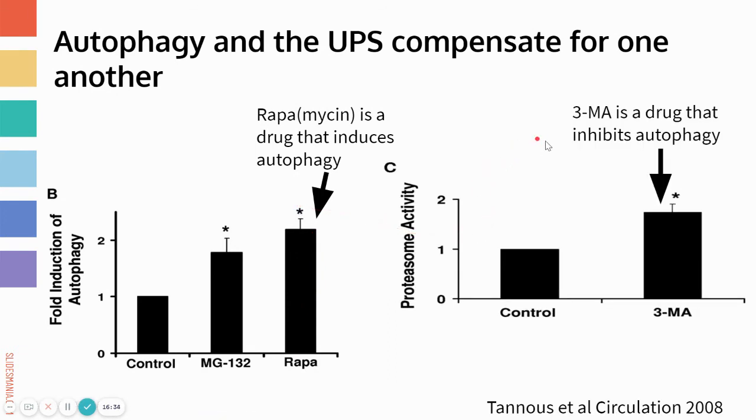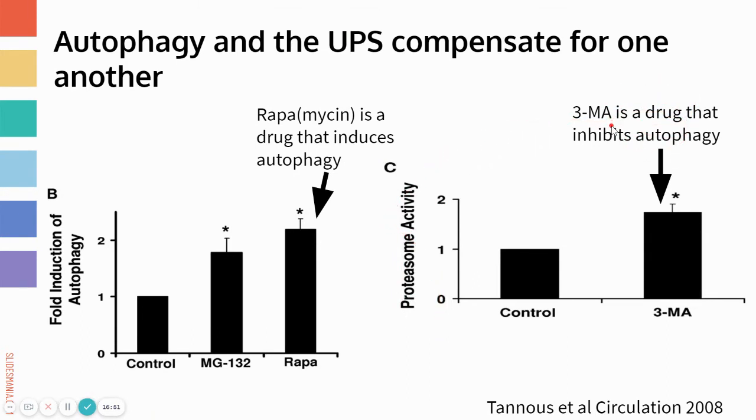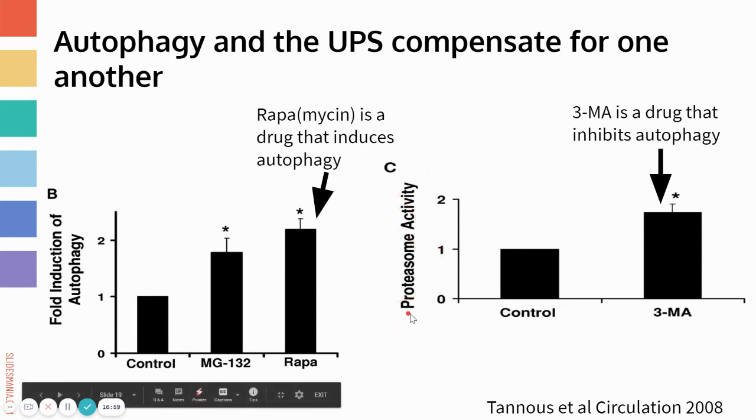And then finally, here we're kind of going in the opposite direction. So if you inhibit the proteasome, you see an increase in autophagy. But here we're looking at what happens to proteasome activity if you inhibit autophagy. So this is a drug that prevents autophagy from working. And if you do that, you can see an increase in the amount of proteasome activity.